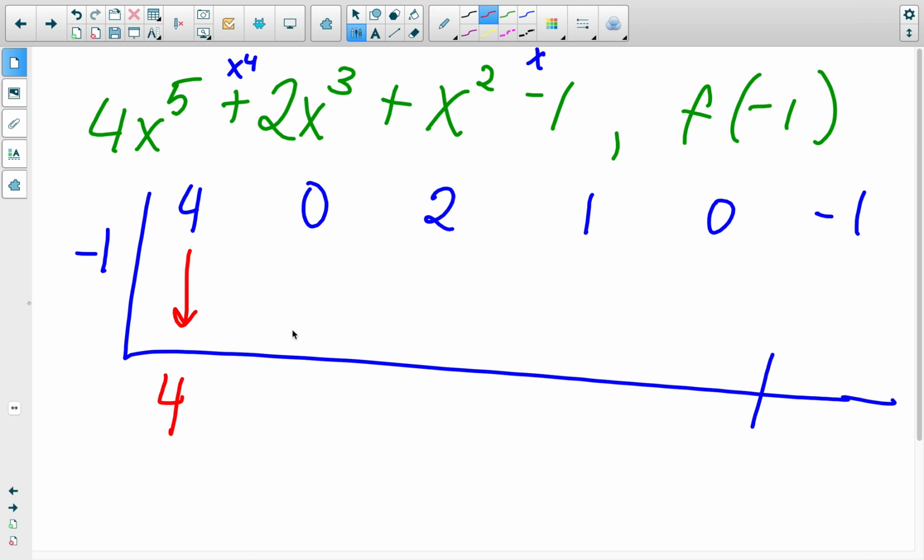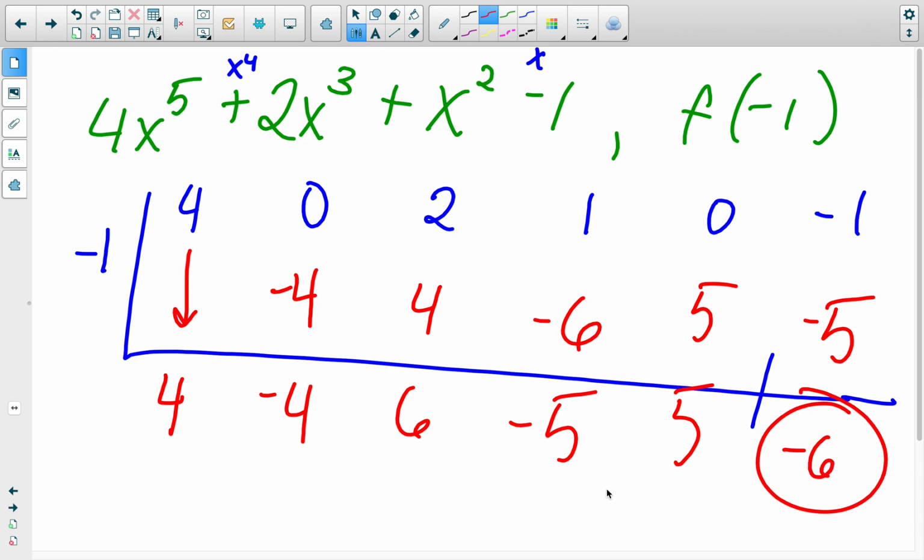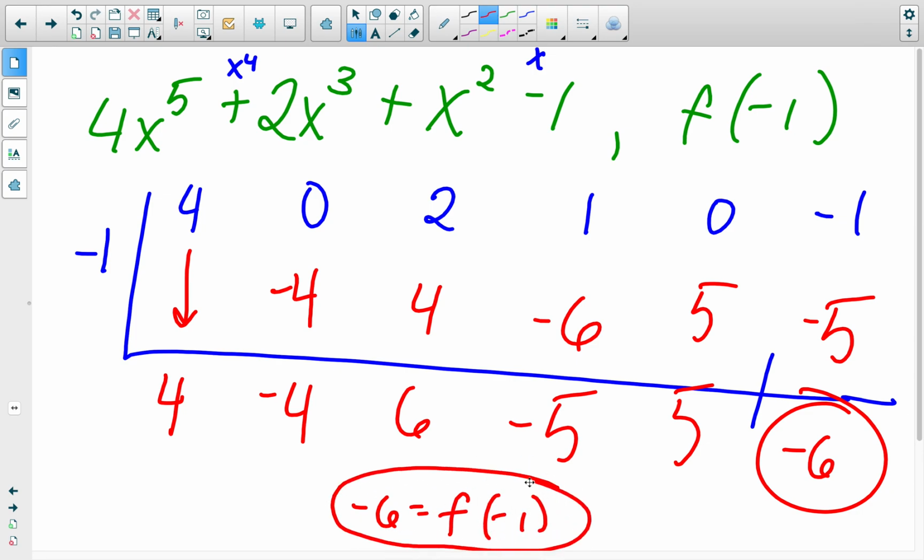Okay, 5.2, I believe, is that section. Multiply, add, multiply, add, multiply, add, multiply, add, multiply, add. So -6 is f of -1. Okay, -6 is f of -1. This is not a super helpful concept, which is why we're not going to spend a ton of time on it, but it does exist.